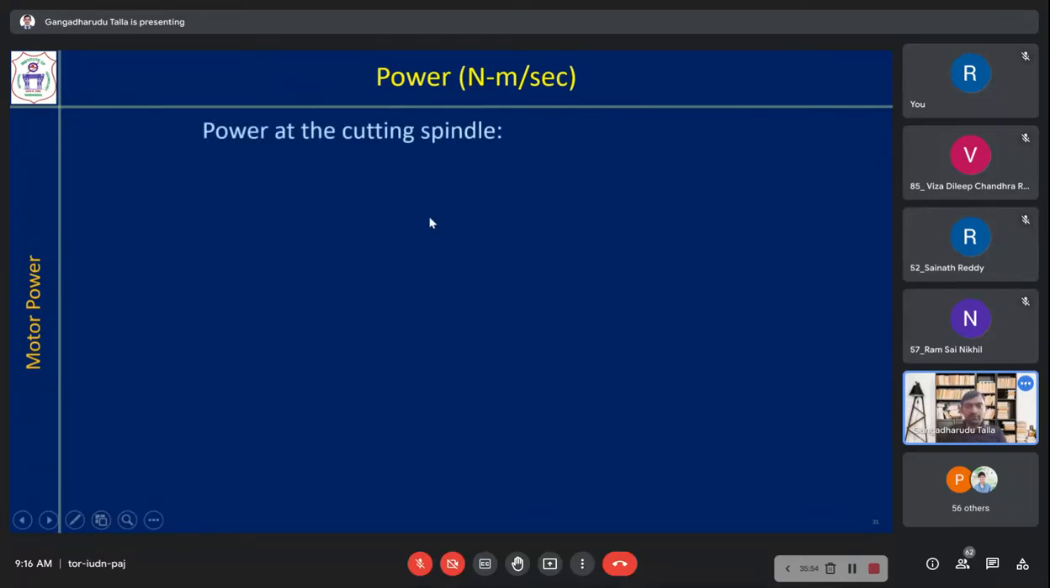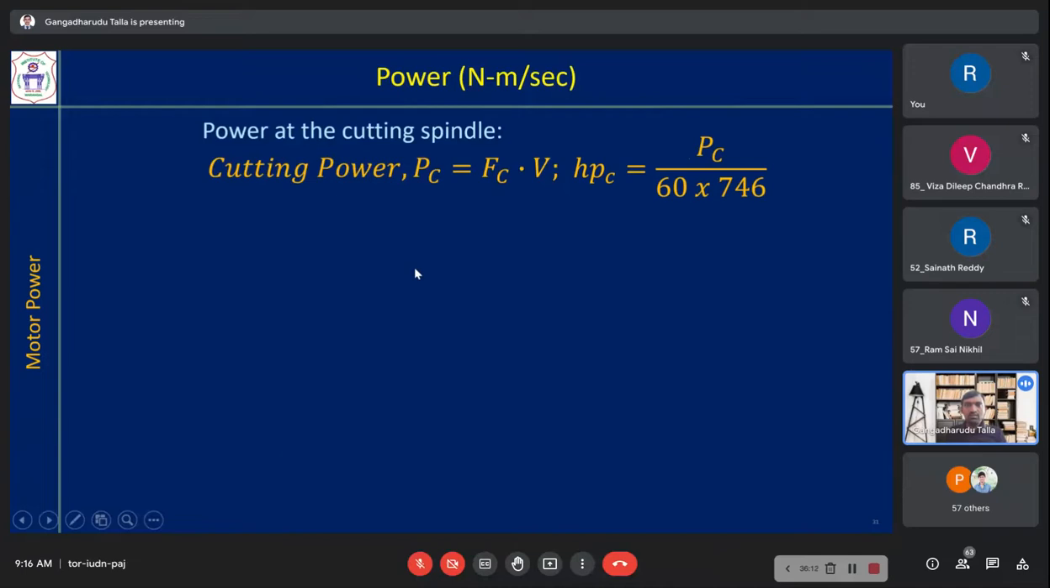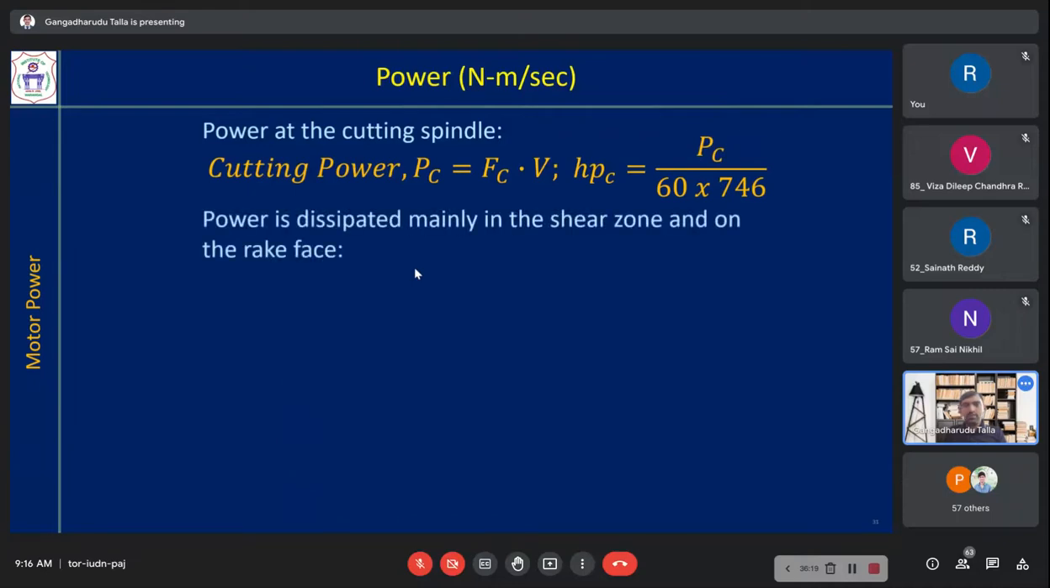Now power. Once we know force, we can find out the power. Now cutting power is Pc into Fc into V. So Pc is equal to cutting power. Pc is equal to cutting force into cutting velocity. Now if you convert that into horsepower, you can divide by 60 into 746. Now power is dissipated mainly in the shear zone and on the rake face. So those two locations only, most of the power is consumed.